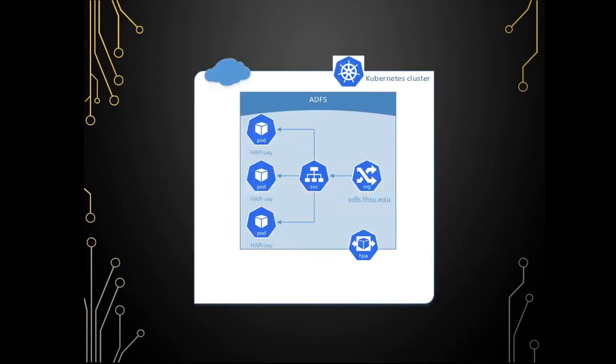We Dockerized our ADFS HAProxy server and set up a workload or a pod on GKE, then created a service and ingress for the adfs.fhsu.edu domain name. Using the horizontal pod autoscaling, we were able to set up the pod to auto-scale if the CPU reaches 80%.